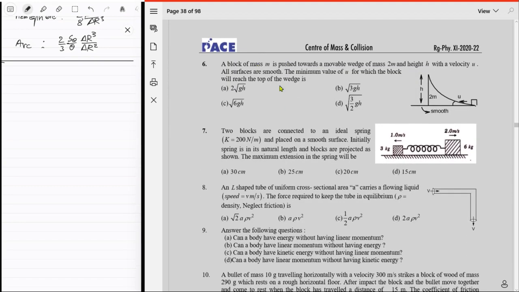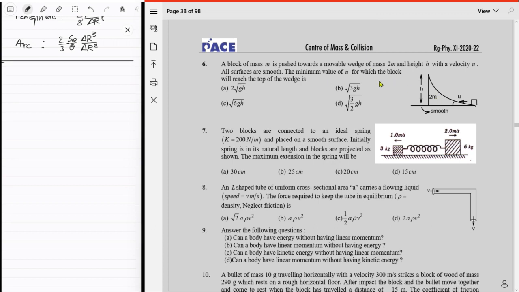Next question. A block of mass m is pushed towards a movable wedge of mass 2m and height h with velocity u. The minimum value of u for which the block will reach the top of the wedge is. Energy conservation most likely. Not exactly the strict minimum, but it has to be at least that.